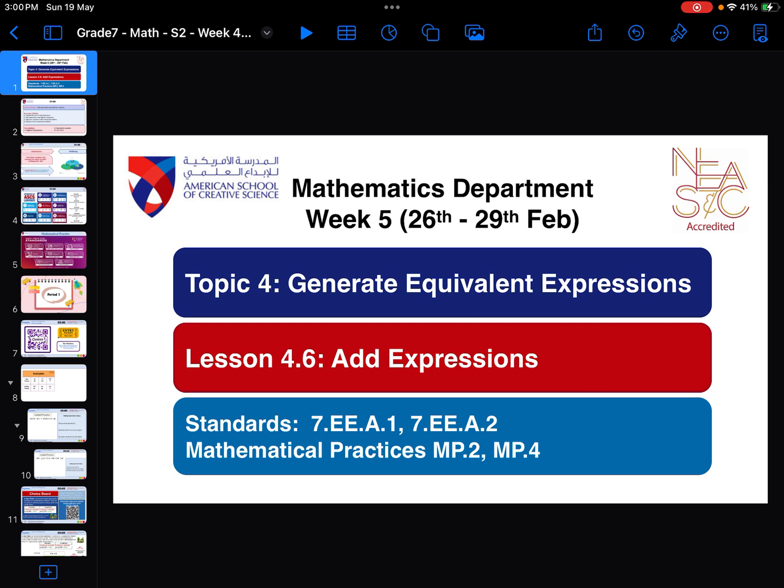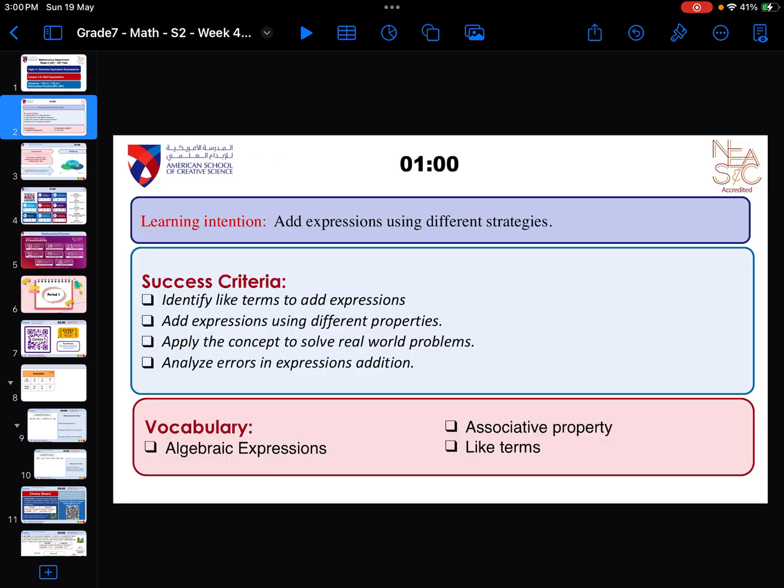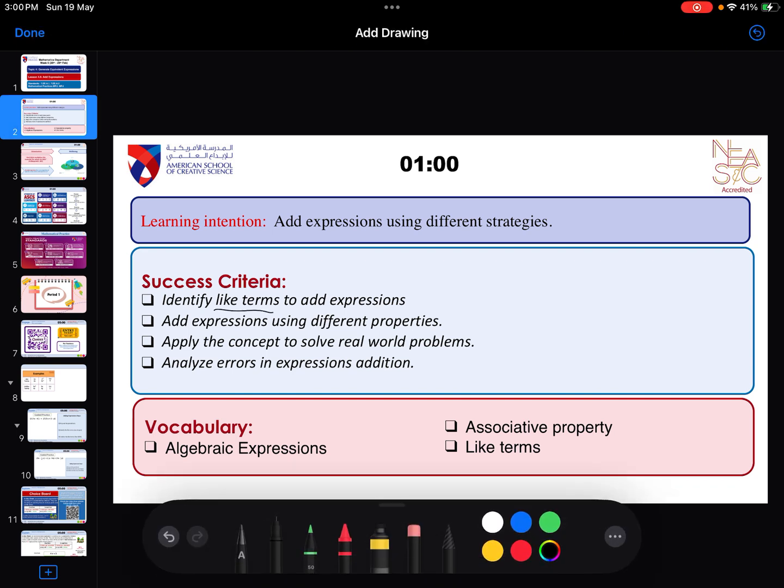Today we will start revising lesson 4.6. It's about adding expressions. So the goal of this lesson, we need to add expressions, identifying the like terms and unlike terms. We have to make sure that we're adding the like terms. We basically need to solve some word problems and explore some reasoning or analyzing errors in expressions. Let's see how it's gonna go.